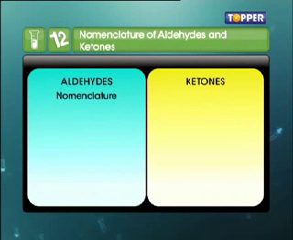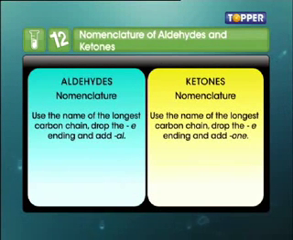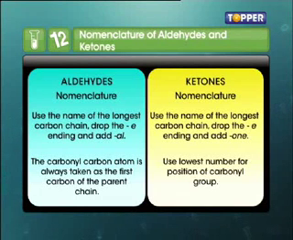This is done by dropping the E from the parent carbon chain and adding an L for aldehydes or one for ketones. But besides the difference in suffixes, there is another very important difference in their naming. The carbonyl carbon on aldehyde is always considered first and is quoted as number 1. However, in case of ketones, the carbonyl carbon is given the lowest possible position. The substituents are named in alphabetical order along with numerals indicating their positions.